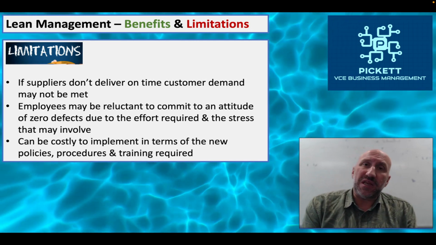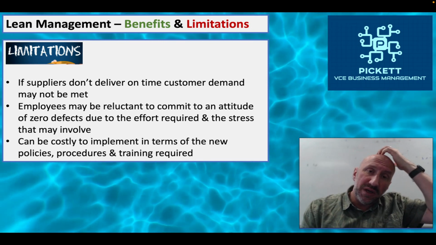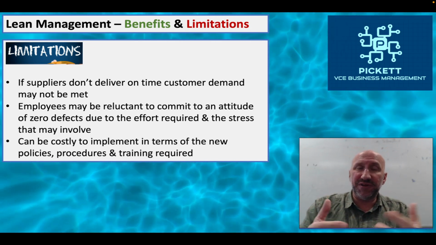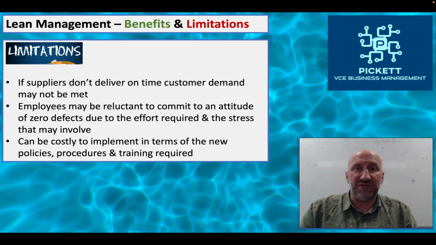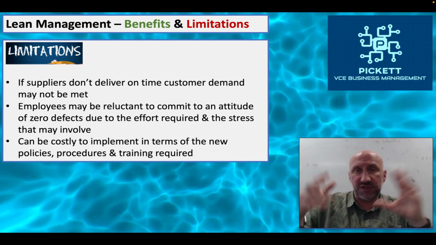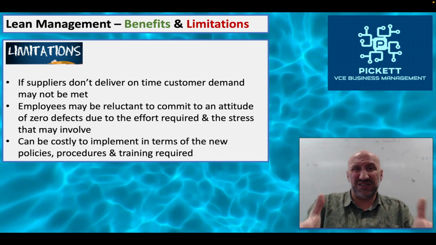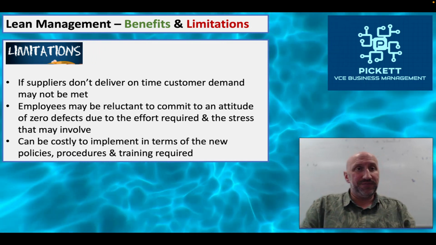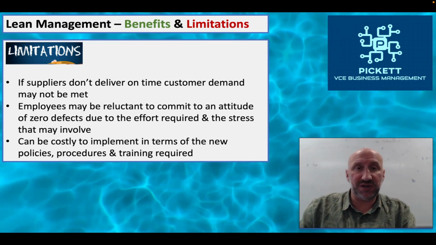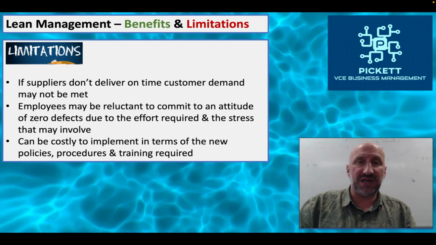Limitations. This links back to some of the materials management strategies as well. If suppliers don't deliver on time, customer demand might not be met. If you think about what we've talked about in this video, just in time is a natural part of it. This idea of matching production to demand, smaller quantities, all the rest of it. So really, you're going to be operating just in time. So that is also this idea of suppliers not delivering on time. You then end up not being able to produce what you're producing because you have no inputs. So as it's a limitation of just in time, it's also a limitation of lean management.